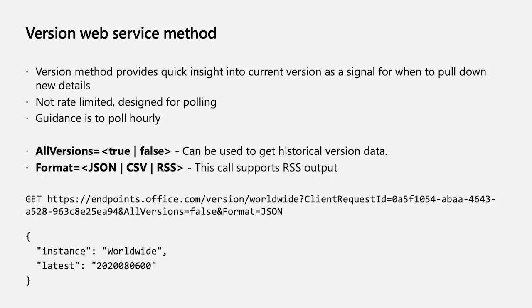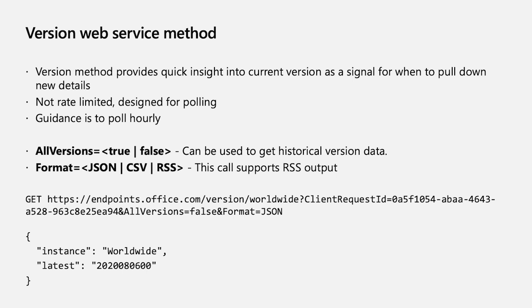So as I mentioned, there is a method within the web services that can be used to pull on a regular basis and understand whether or not there is a new version of data that's been published, as a trigger to then go and get that full download of information. And that's the version web service. The version web service actually has an additional data format that can be downloaded, and that's the RSS format.